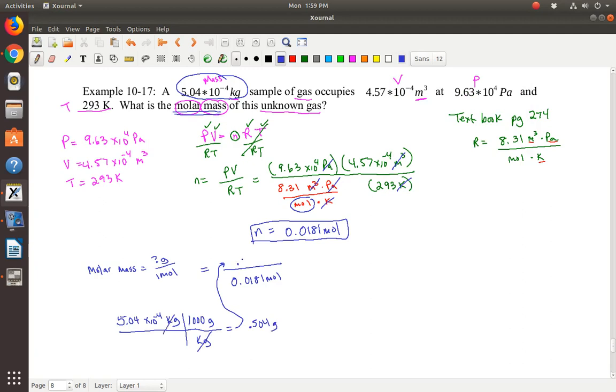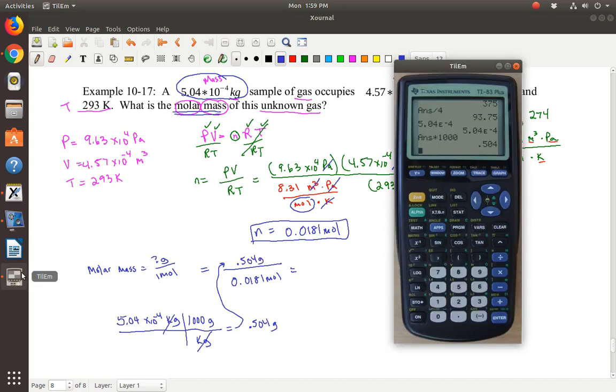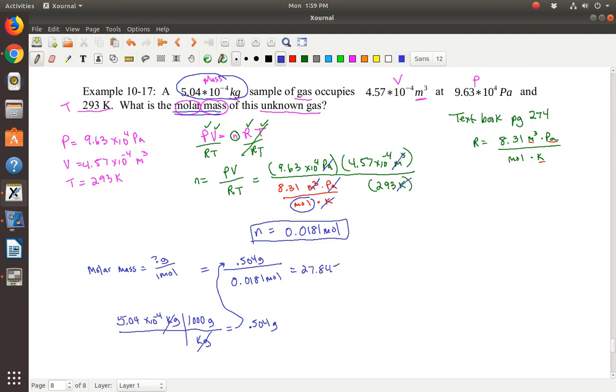So now it's 0.504 grams divided by moles, and that's going to give me the molar mass. 0.504 divided by 0.0181 equals a molar mass of 27.845. Look at sig figs, 3 sig figs, 3 sig figs. So 27.8, what's the units? Grams over moles. Grams over 1 mole. There's the molar mass of my unknown gas. 27.8 grams.